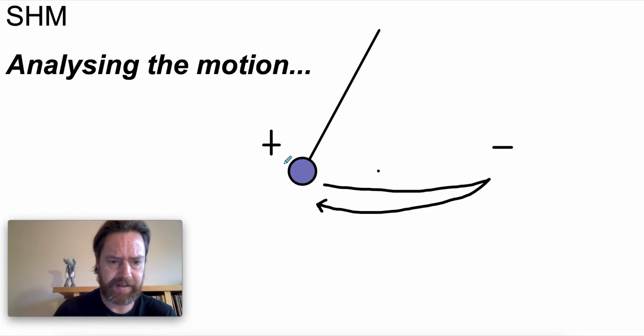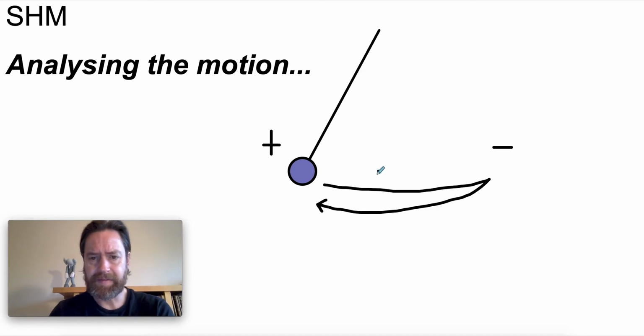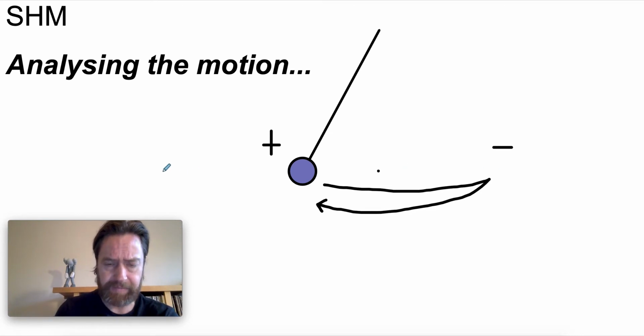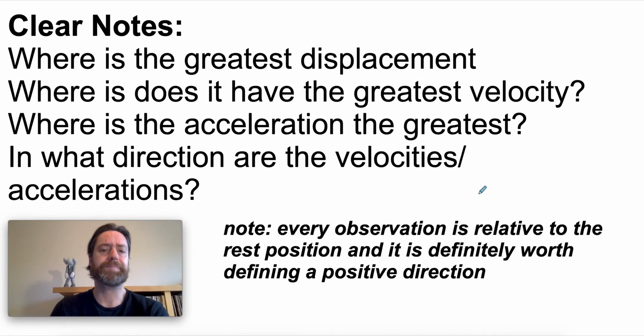What I mean by that is, if you're moving towards a negative direction and you've already decided that this is a positive displacement, moving that way would be a negative velocity. Or would it? Yes, it would. Suddenly confused myself for a second.